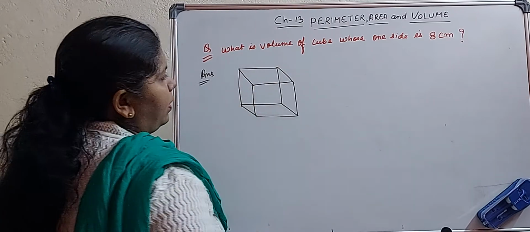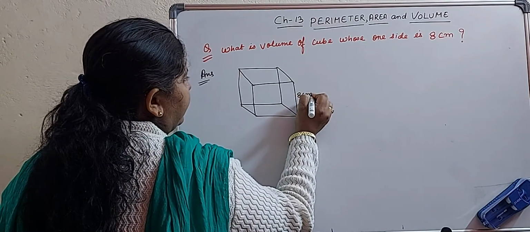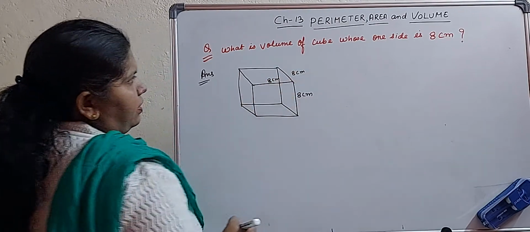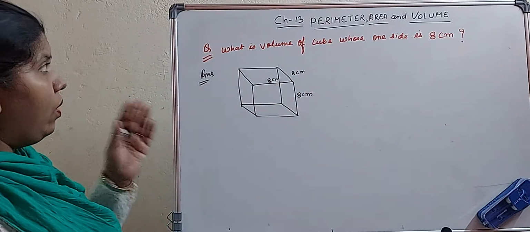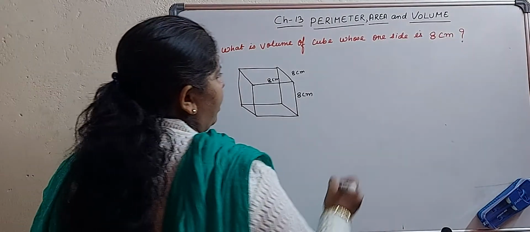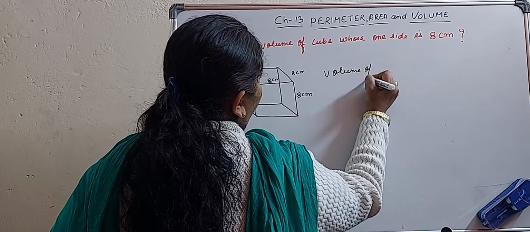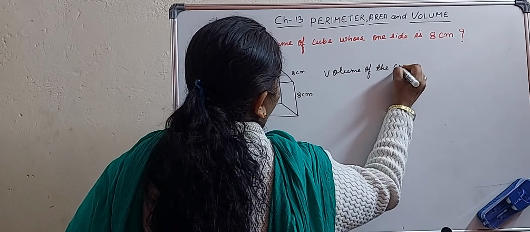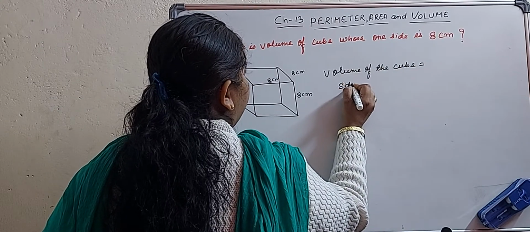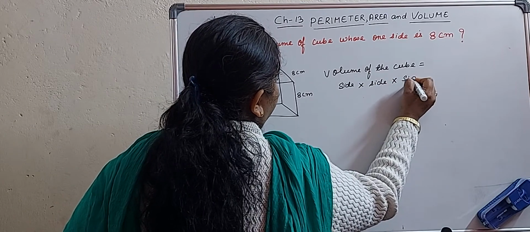Okay, we have a cube here and each side of this cube is 8 centimeter. So now, how to take out the volume of the cube? We know the formula to take out volume of the cube. Volume of the cube equal to side into side into side.